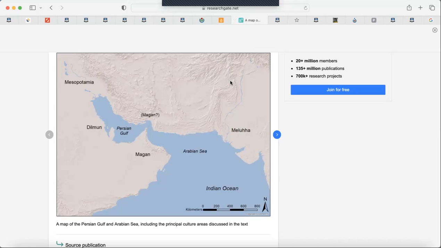Here's another map of the Indus River, as you see here, going out into the Arabian Sea. But this sea connects to the Persian Gulf, which connects to two other rivers that are spoken of in the Bible that we will touch on shortly, the Euphrates and the Tigris River.